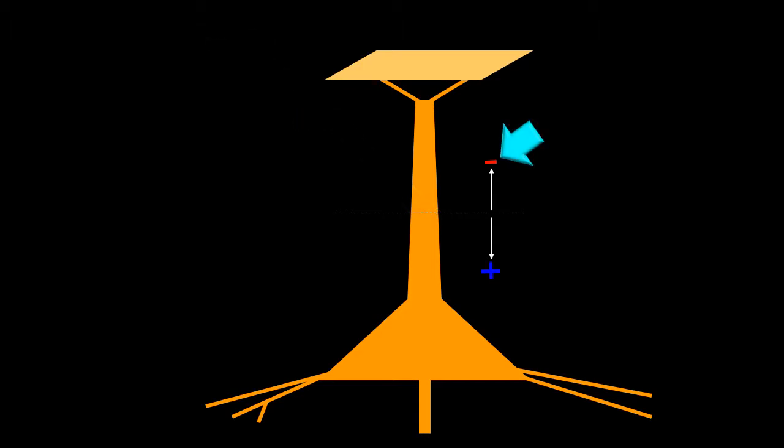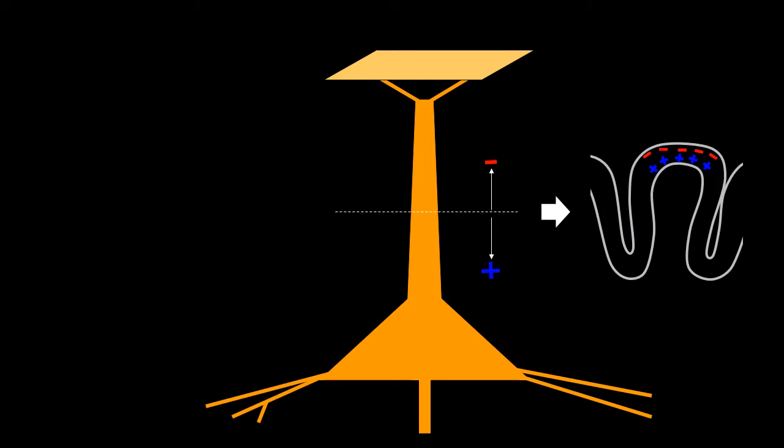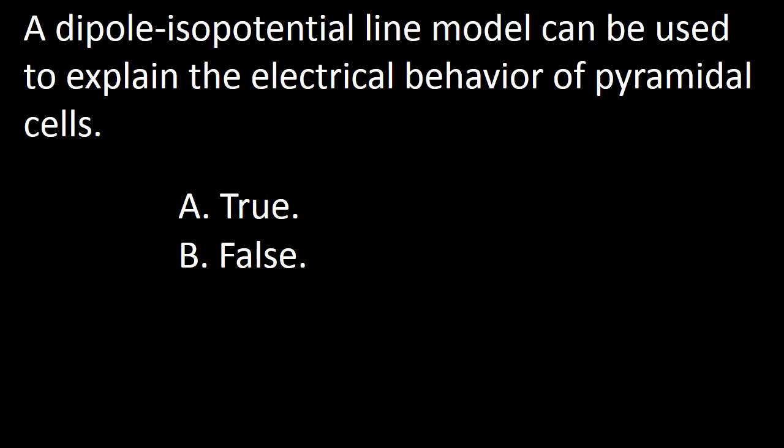It is also possible to simplify this model even further as a negative pole and a positive pole. Such a representation is very useful to understand the behavior of a palisade of pyramidal cells in vitro, as well as in vivo, and the behavior of pyramidal cells in the neocortex. You can see a representation of a convolution in the positions of the negative and positive signs. So the answer to this question is true.